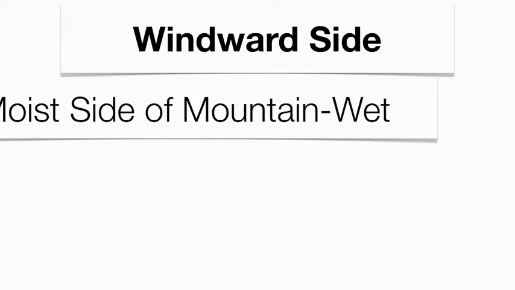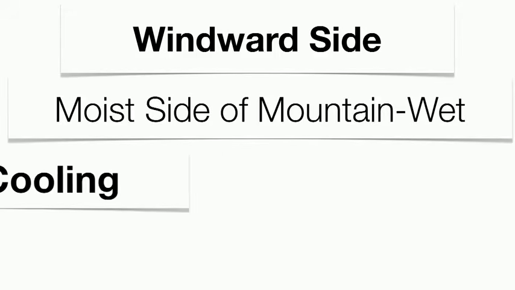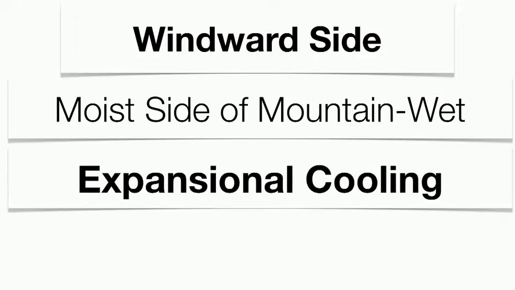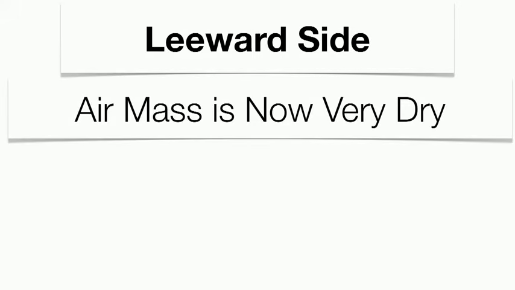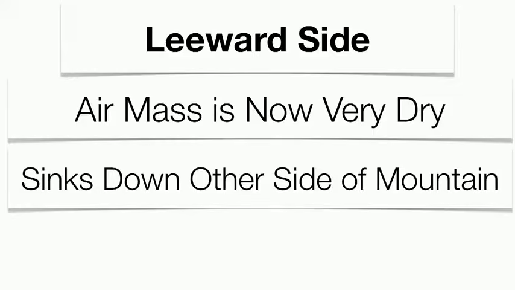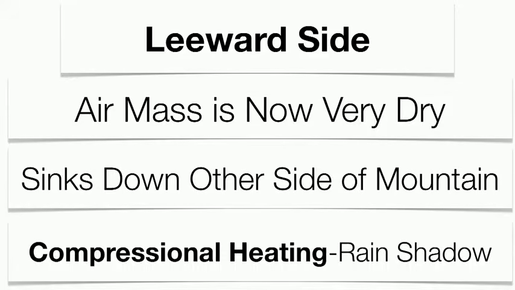The side of the mountain that gets precipitation is called the windward side of the mountain. That's going to be the wet side. And that's all caused by, again, that expansional cooling in the upper atmosphere. Once that air mass drops off all of its moisture on the windward side, it's very cold and dry now. So it's going to descend down the leeward side of the mountain because it's a little more dense now. As it sinks down the leeward side, it starts to heat up because the pressure is becoming greater as you travel down the mountainside. That's what we call compressional heating.